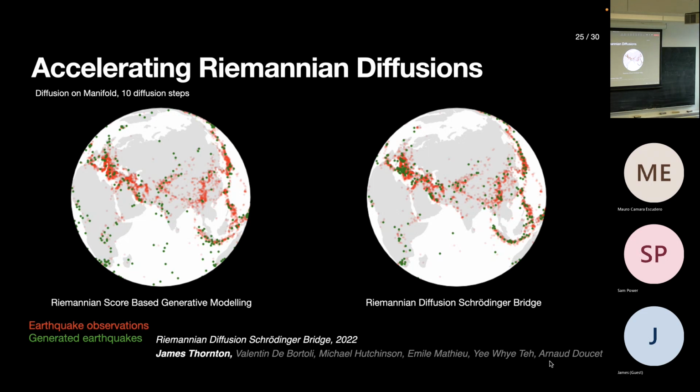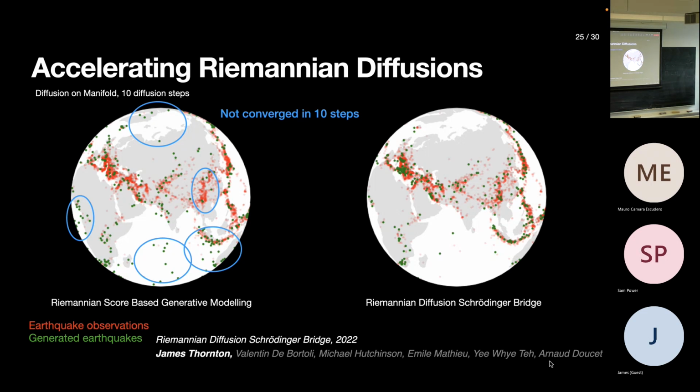So you have samples on the sphere from earthquakes. I want to generate new samples, and we want to do this in a very small number of steps. So this is 10 time steps, a discretization of 10. Regular Riemannian score-based generative modeling doesn't converge in 10 steps, so the samples aren't very good. The green dots are generated samples, the red are true observations. But for the Riemannian setting, by doing this IPF, you manage to converge quickly, and in 10 steps it's all good. Again, it's the same IPF procedure.